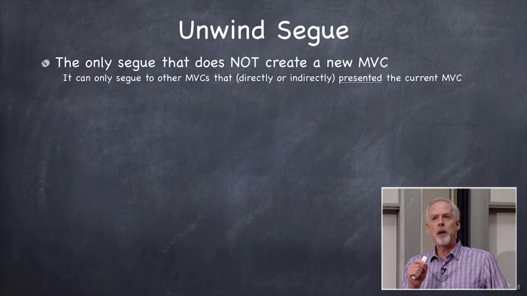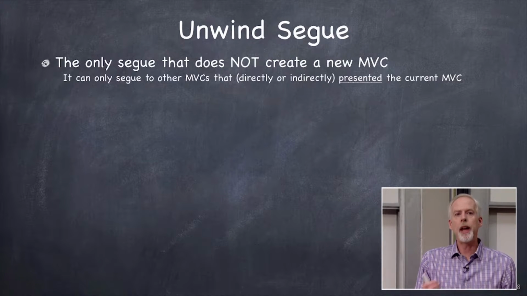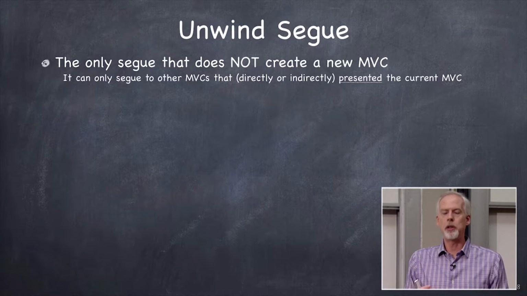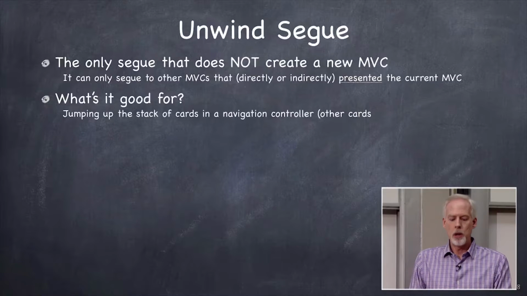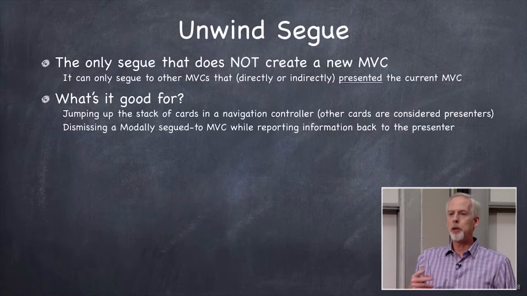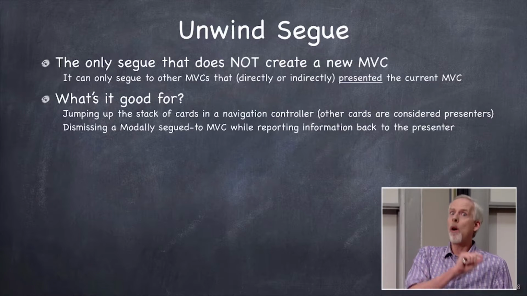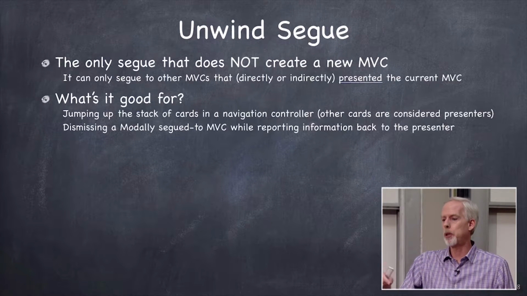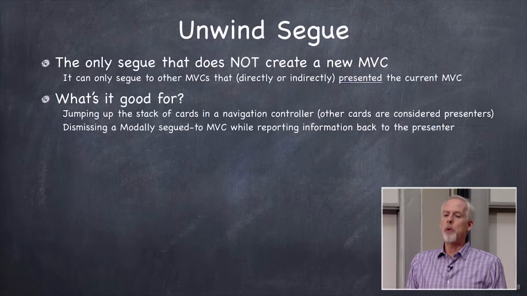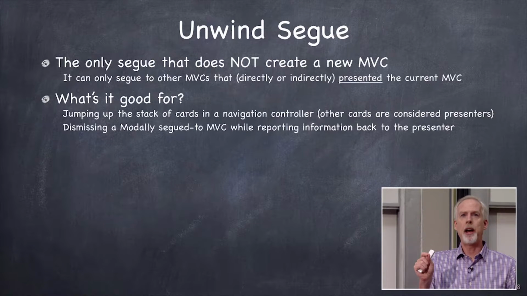And that's because where unwind segues to is an existing view controller that presented the current view controller, or indirectly presented it by presenting some other view controller that presented this one. So what's this thing good for? Well, two things really. One, it's good for jumping back more than one step in a navigation controller. So you've got a navigation controller, you've pushed a bunch of cards on the stack, now you want to go back 3 or 4 cards in one jump. This is good for that.